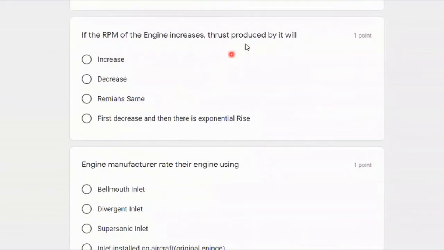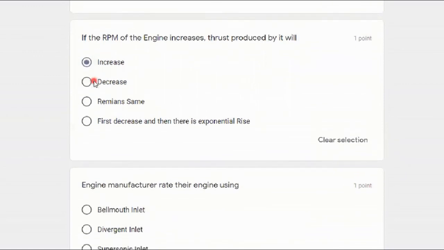If the RPM of the engine increases, thrust produced by it will increase, decrease, or remain the same. First it will increase and then it will be at an exponential rate. This option is given nonsense. Just to increase the number of options, they have given this option. So that should be in your mind, that this cannot be my option. So you have to answer only within these three. If the RPM is increasing, there is no logic of thrust remaining the same, right? Either it will increase or decrease, right? So your answer should come from these two. If the RPM is increasing, thrust is also increasing.